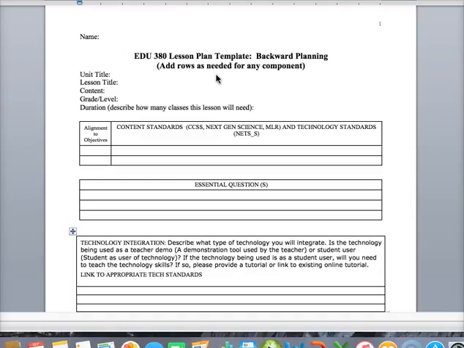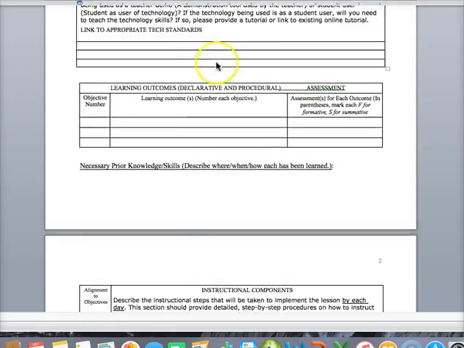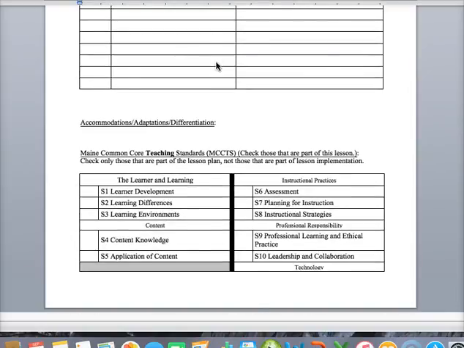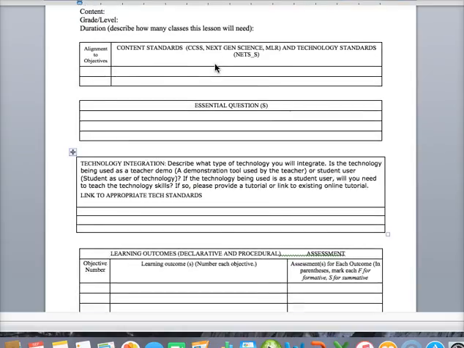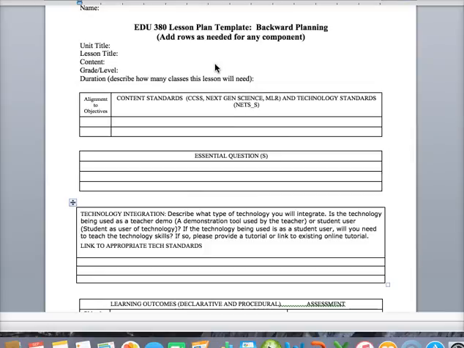Okay? This also uses backward planning, and many parts of this you will find in the unit plan. So backward planning doesn't just stop at the unit. We do backward planning for our lesson plans as well. So this has several components to it. It looks fairly easy. It's not onerous at all, and I'm going to walk you through it. I've also given you an example, so you can look at that as well, and explanations are in red.